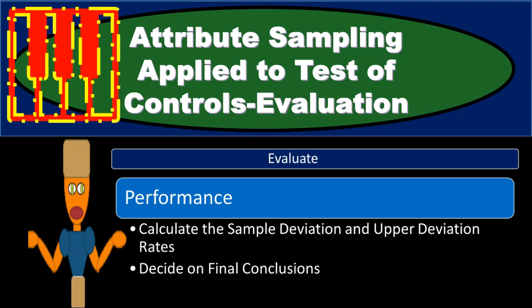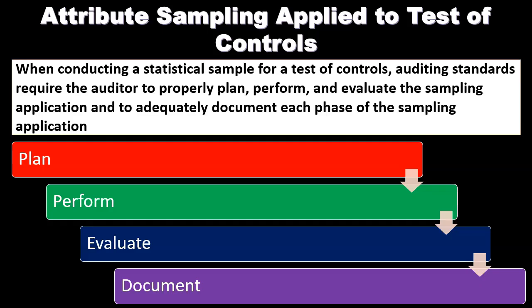In this presentation, we will continue on with our discussion of attribute sampling applied to test of controls, this time considering evaluation. Recalling that when conducting a statistical sample for test of controls, auditing standards require the auditor to properly plan, perform, and evaluate the sampling application and to adequately document each phase of the sampling application. Those phases: plan, perform, evaluate, document.